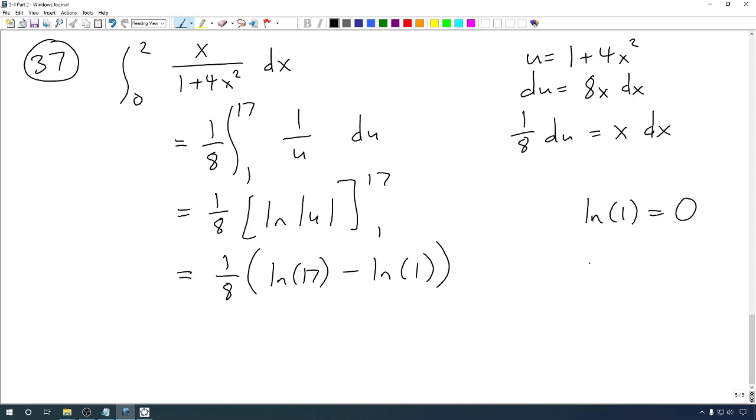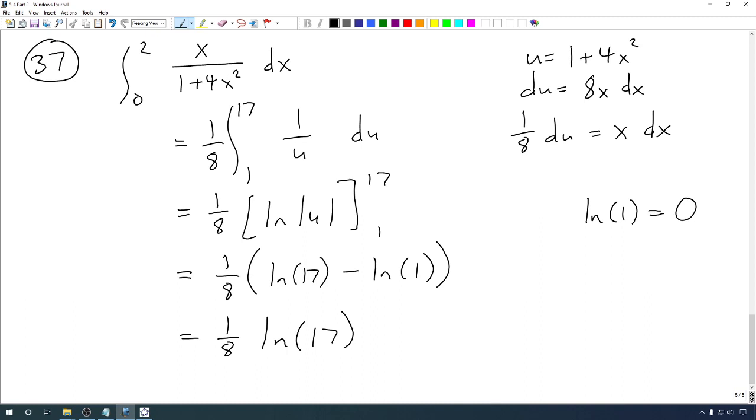That's just a particular value that's worth knowing. Natural logarithm of 1 is 0. So we can go ahead and take out that part and just say that we have 1/8 of the natural logarithm of 17. So kind of interesting. The natural logarithm of 17 is not something you probably expected to have in the formula for the area. Well, it is an area.